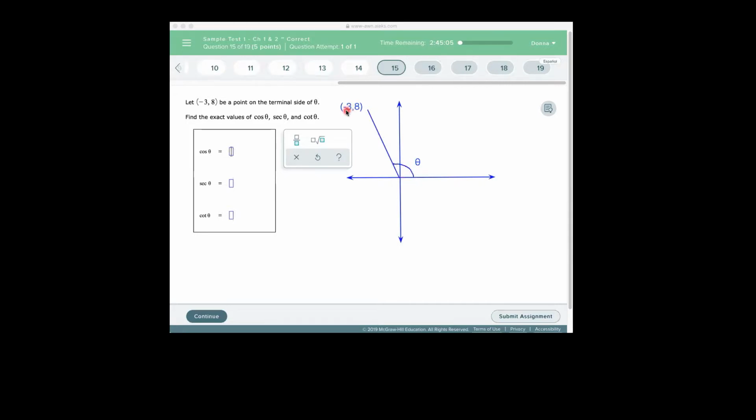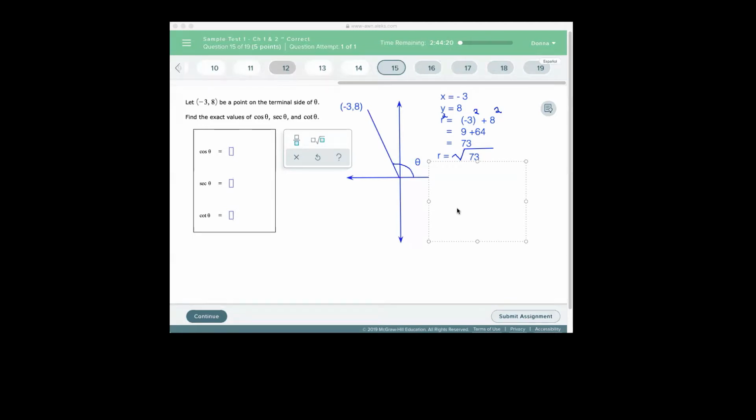From this example, we see that x is -3 and y is equal to 8, and we can now find the r value, which is the distance from the origin to the point on the terminal side. We know that r squared is equal to x squared plus y squared, and I've replaced the x with -3 and the y with 8. So we have r squared is equal to 9 plus 64, and 9 plus 64 is equal to 73. So r is equal to the positive square root of 73, since r always represents a distance.